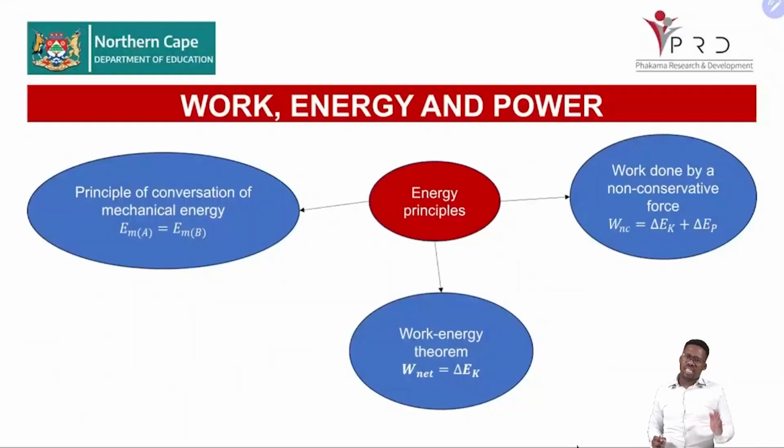Once the mark allocation says 5, 6, 7, then it means you must use the energy principles. Even if you don't know what the question requires you to do, they can say calculate the efficiency rate, and you don't know efficiency, what is that? But if you use the energy principle, already you're having 2 to 3 marks. So when you see 5 marks, 6 marks, or 7 marks, you just say work net is equal to change in kinetic energy. Or you use the work done by non-conservative force is equal to the sum of change in kinetic energy and potential energy.